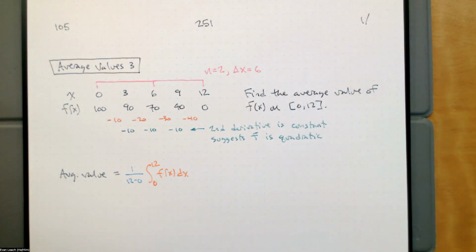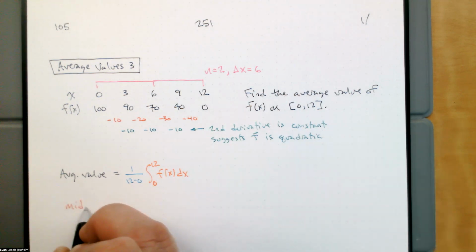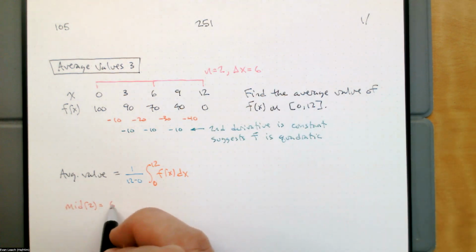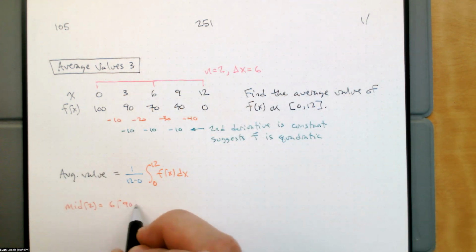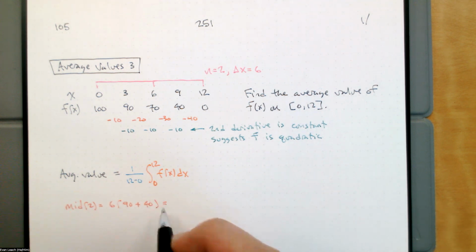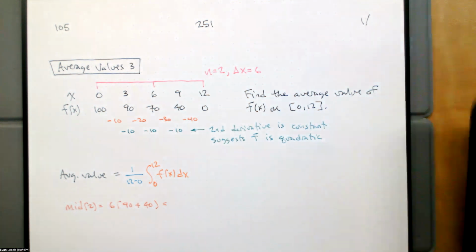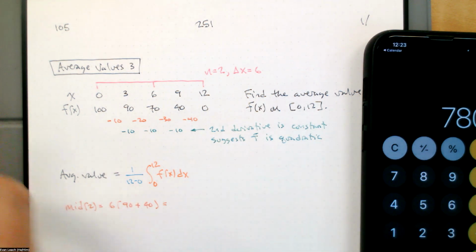So I need the mid-2 approximation. So mid-2 is going to be delta x times the two midpoints, 90 and 40. Then we'll realize I don't think I can multiply these without mechanical assistance. So 90 and 40 times 6 is 780.